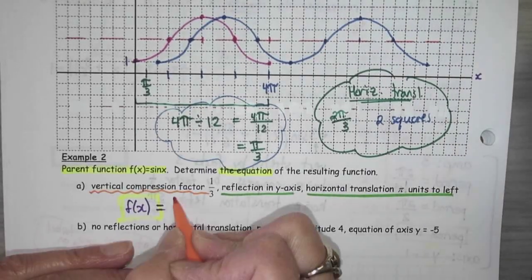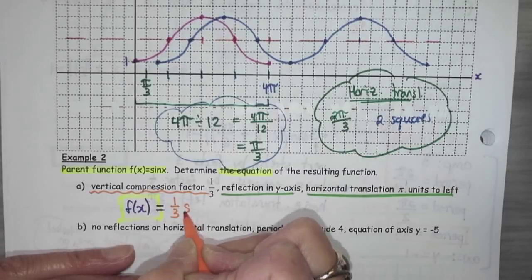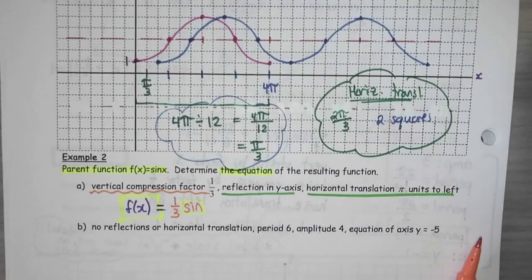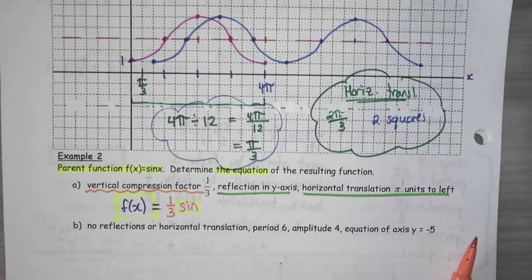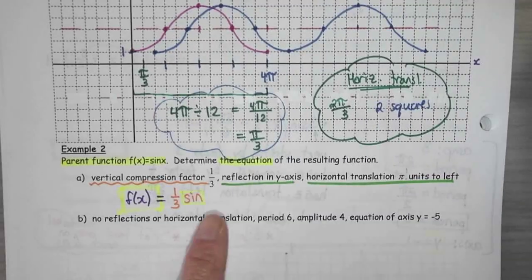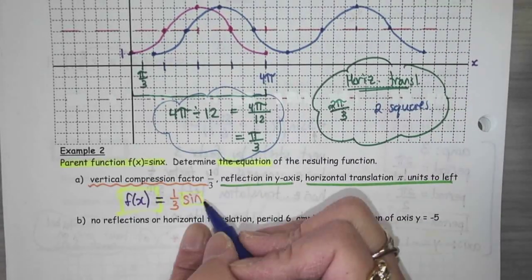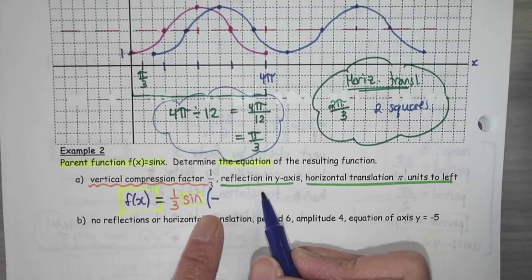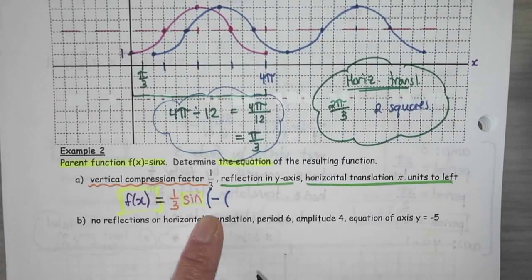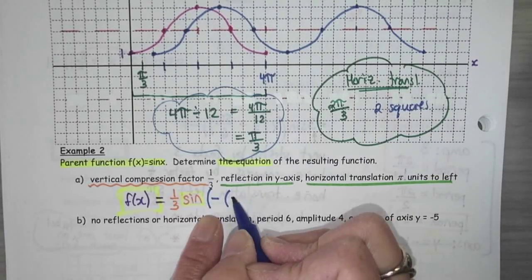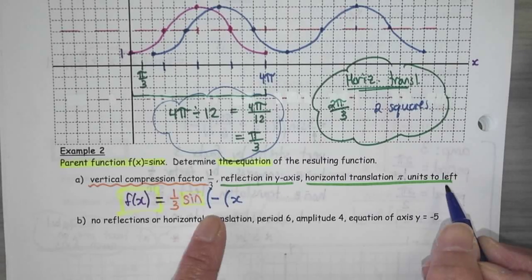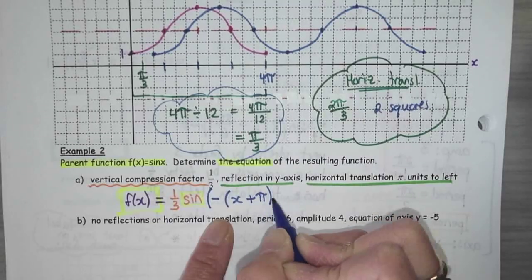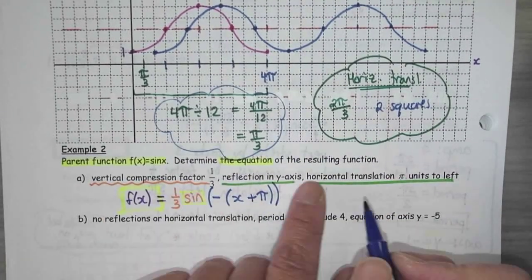My vertical would be out here, 1/3, and you go sine. Don't forget the sine part. People forget to put sine down, and it's such a pain. Make sure you write sine or cos, whatever the parent function is. Then we want to do the reflection, so bracket negative x, a horizontal reflection. Make sure that reflection is not touching the translation. X in its pi units to the left, so that would be plus pi. Close her up. Anything up or down? No.